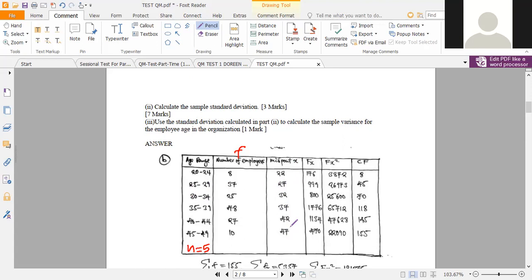So we only need 3 totals. The totals that are relevant only have an F. The total for this column should be the same as the last number of the cumulative frequency. So this should be 155. This is the summation of F.